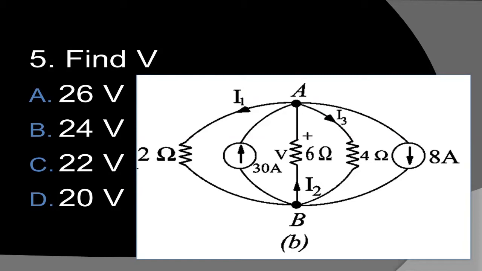So we have 2 ohms. We have an independent current source. Resistor here. This is a 2. Then the second branch is 30 amperes going upward. It is 30 amperes. The next branch, the third branch, we have the 6 ohm resistor.